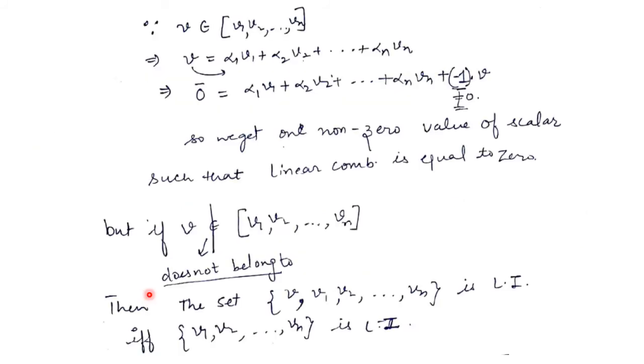But if this V does not belong to the span of these, meaning V cannot be written as a linear combination of all these, and this set is also linearly independent, then the new set is also LI. Which new set? V1, V2, up to Vn, and this element V. So this set now has n plus 1 elements.